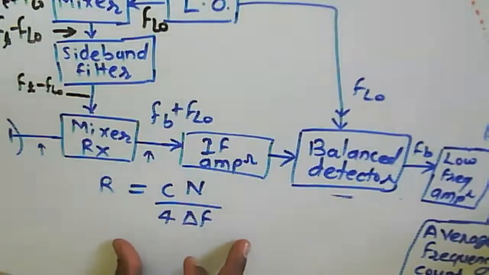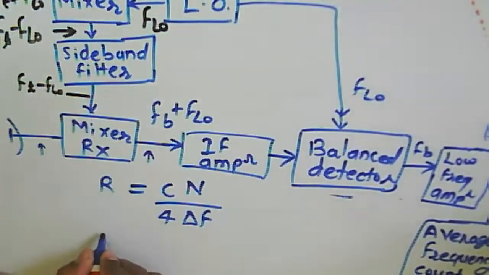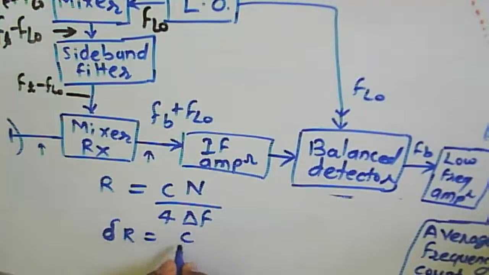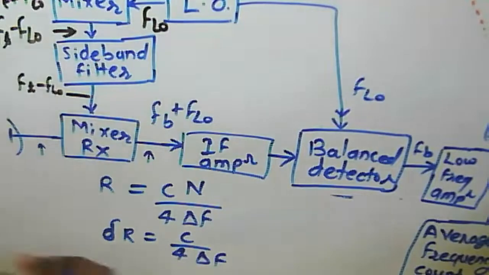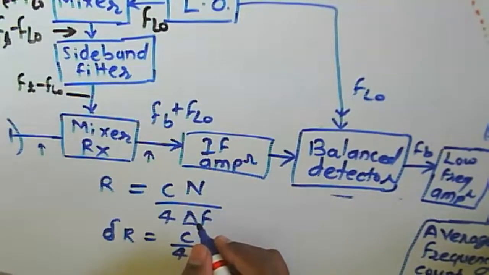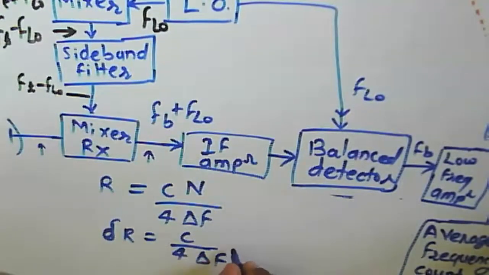Now what will be the error? Because we are supposed to measure the count of the particular frequency signal, there may be an error in range, and that error is based on the frequency counter. That error is called a quantization error, and it is equal to delta R equals c by 4 delta f, or we can write it in terms of frequency also, because c is the velocity of propagation there. In that case we can obtain the excursions and all.